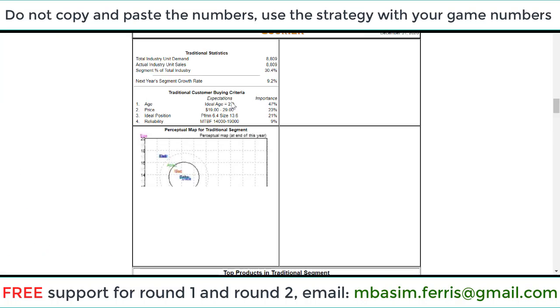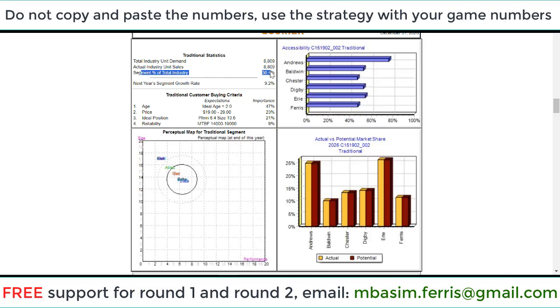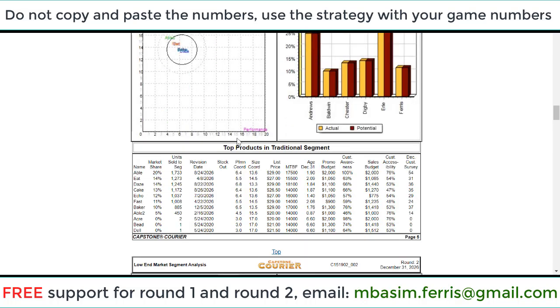So first, we look at traditional. For traditional, it's very important because we have the market share 30%. That's why we developed one new product in traditional, and the price range here is 19 to 29. This range can change every round, so we need to check that carefully. Price 23%, and we are selling very well here, right? You have the 20% of market share, and we have the higher price.